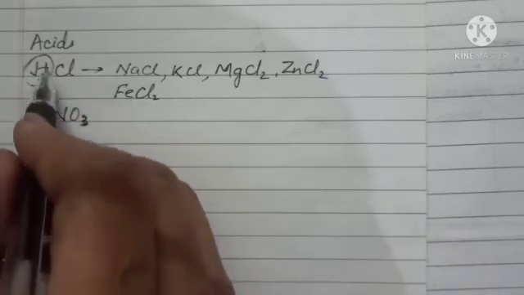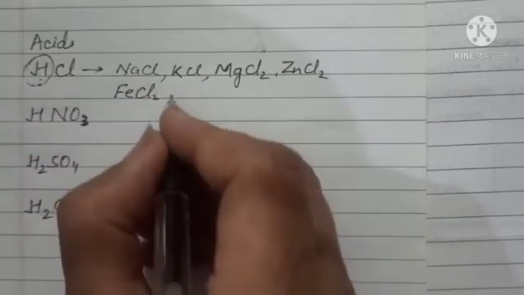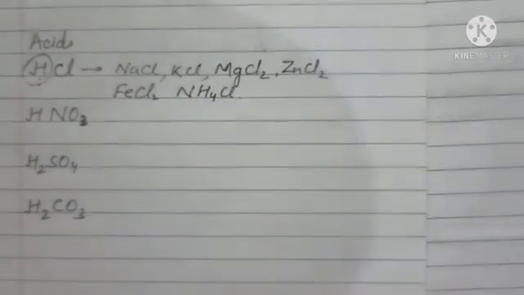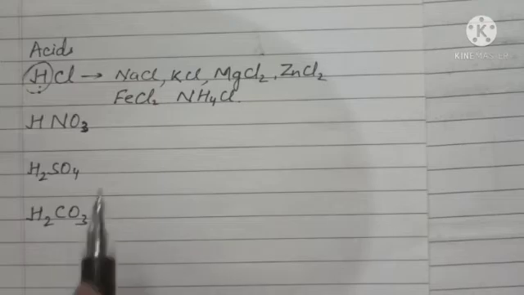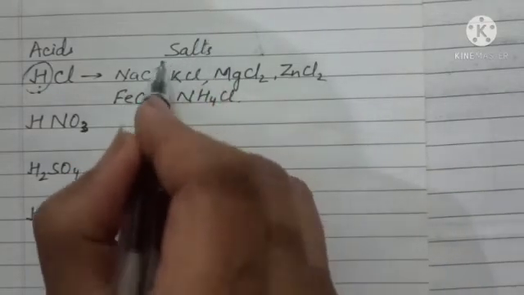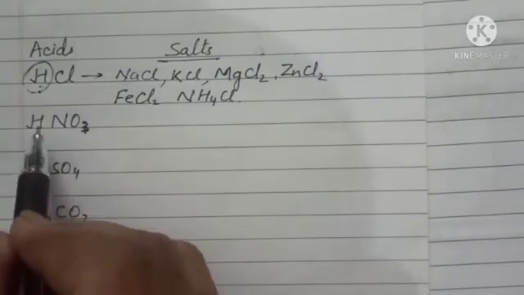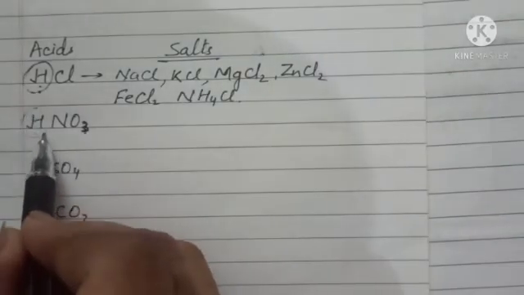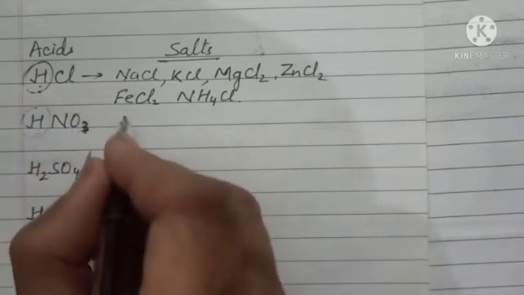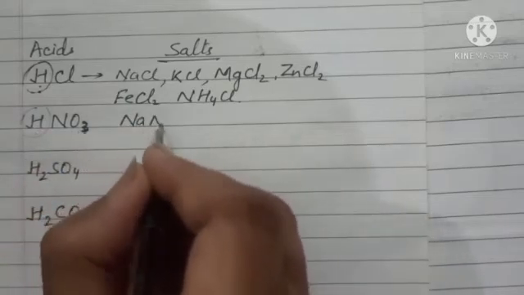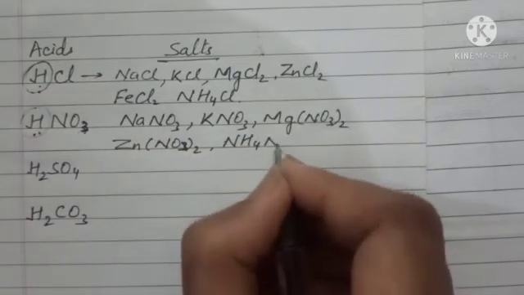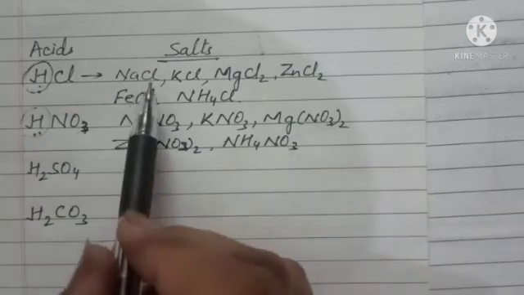Or you can remove this hydrogen by ammonium ion. So what will you get? NH4Cl. So what are these? All these are what? Salts, right? Same way, if the hydrogen ion of an acid is removed by any metallic ion or ammonium ion, then they form nitrate salts. Understood?